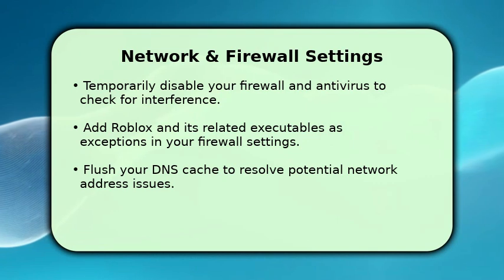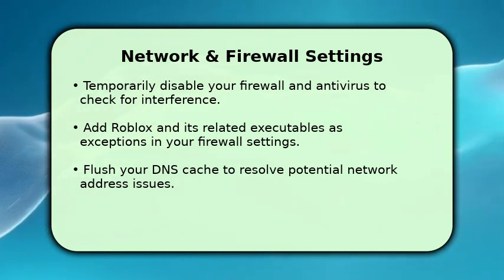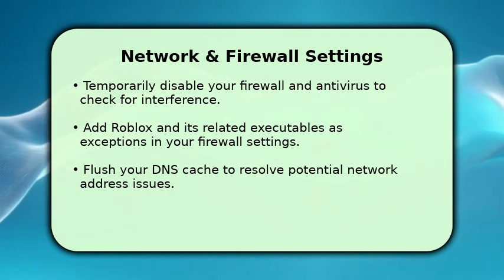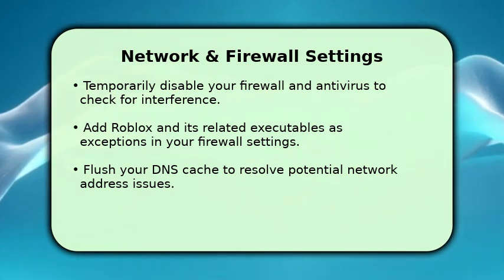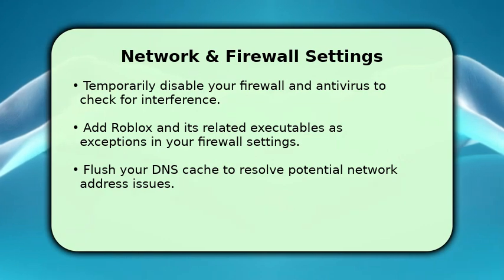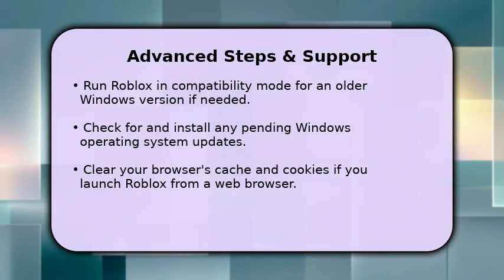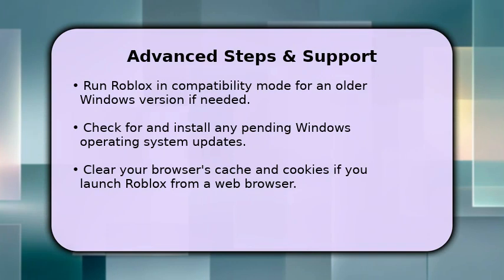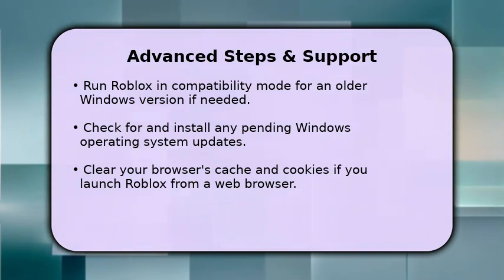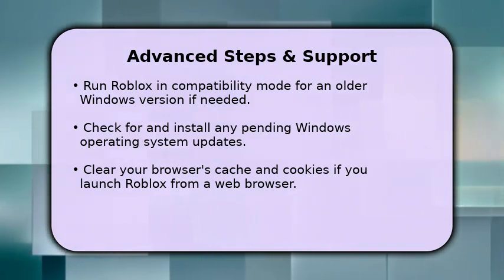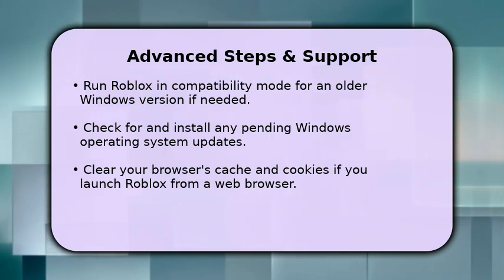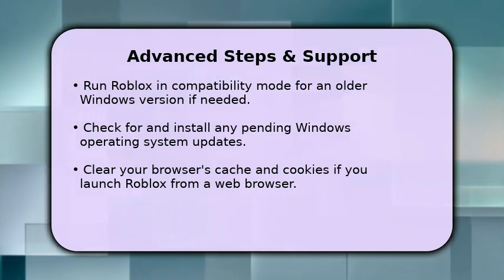Flushing your DNS cache can also resolve network address problems. For a more stable connection, especially during gameplay, consider switching from Wi-Fi to a wired Ethernet connection if possible. If you're still facing issues, there are a few more things to try. You might run Roblox in compatibility mode for an earlier Windows version, which can sometimes resolve conflicts.